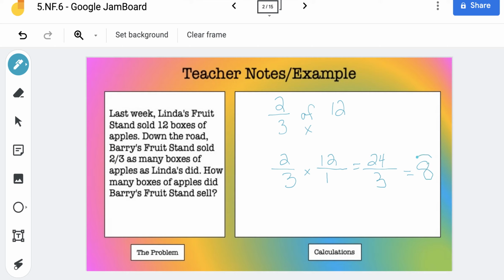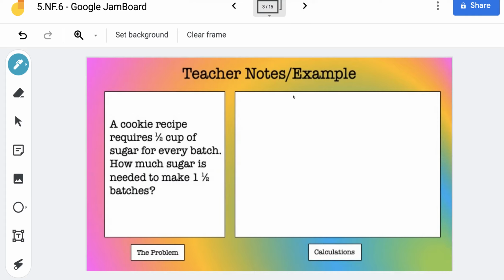And that's our answer. It's important to make sure that it makes sense. So again, we know that Barry's fruit stand sold 2/3 of the amount. So that's a smaller number, right? So 8 is smaller compared to 12. So that should be correct. All right, let's go on to the next slide.